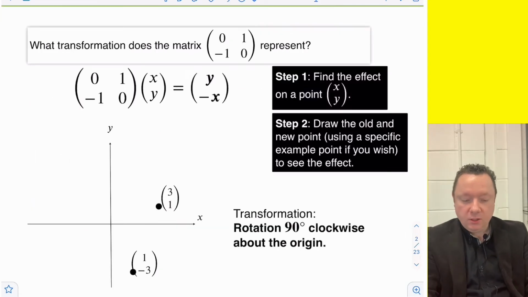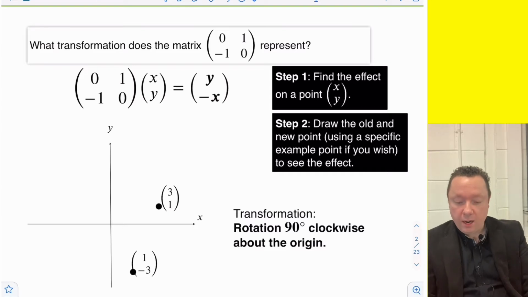So if we look at this example, what transformation does the matrix 0, 1, minus 1, 0 represent? Well, if we just multiply 0, 1, minus 1, 0 by a random point x, y, it will tell us what we get out, and we can work out the transformation. So 0 times x is 0x, 1 times y is y, minus 1 times x is minus x, 0 times y is 0y, so we get y, minus x.